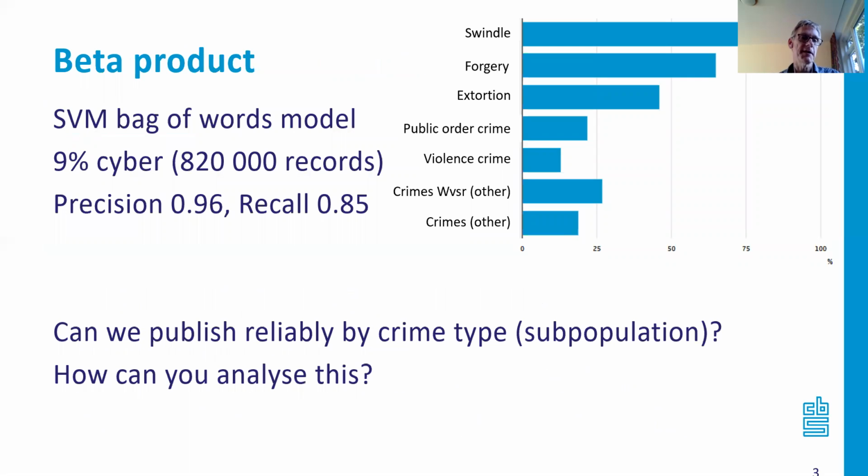CBS last year developed a beta product. It's based on a support vector machine. It uses bag of words as the features. And it predicted about 9% cyber in the Netherlands in 2016. And the model has a high precision and a bit lower recall for the phenomenon of cybercrime.